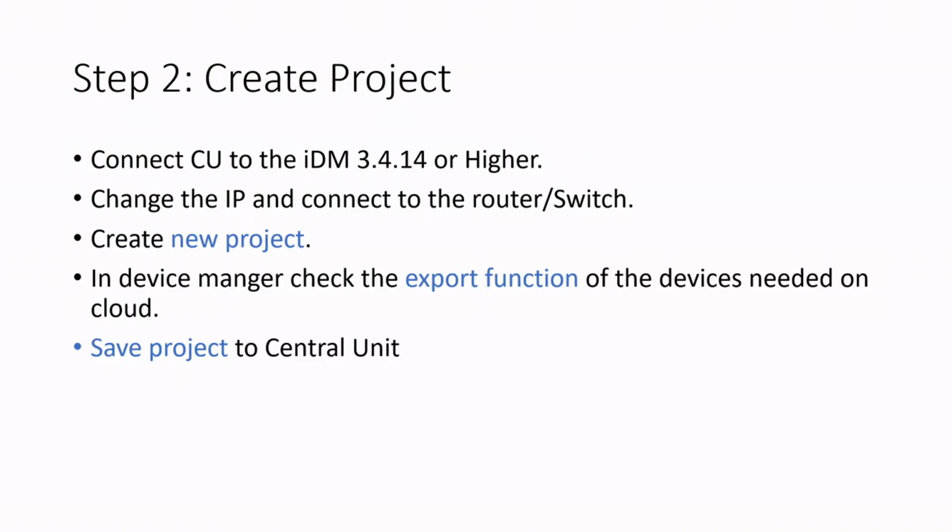Second step is to create a new project and change the IP of the central unit and connect it to the switch, and check the export function in all the devices which you want to use in the mobile application or in the cloud.